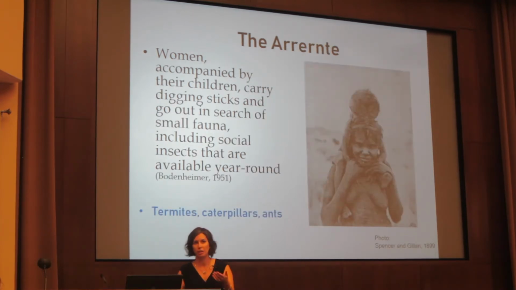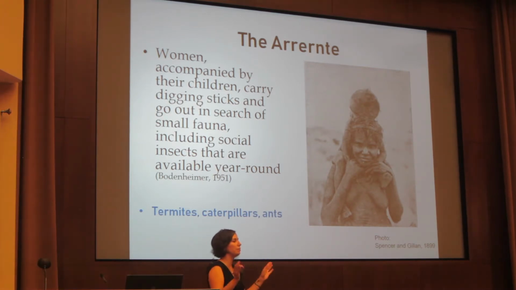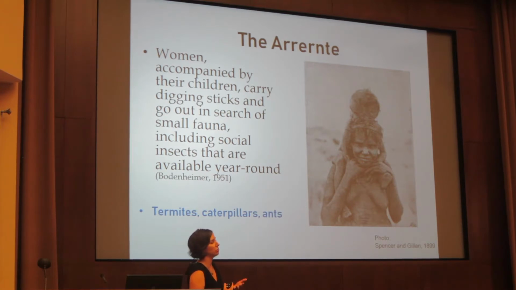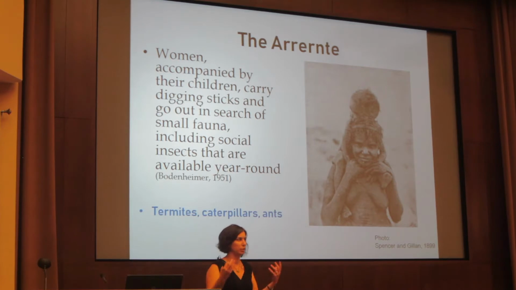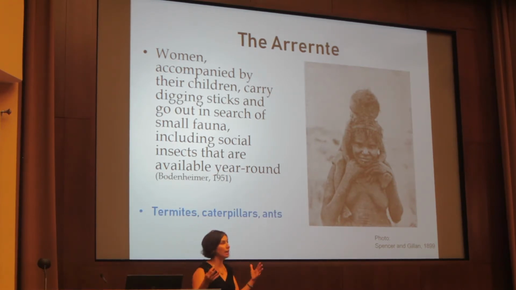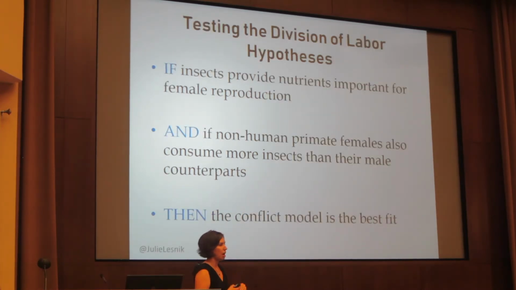And then in Australia, an example from the Aranda, a quote from Bodenheimer: women accompanied by their children carry digging sticks and go out in search of small fauna, including social insects that are available year-round. So social insects, termites, ants, really easy to find in large numbers, but caterpillars, not social, but during the time of year when they're reproducing, available in large numbers. And so they tend to focus on those.